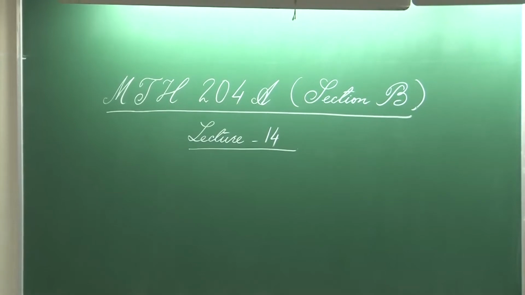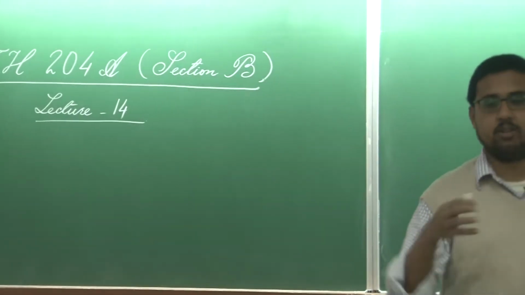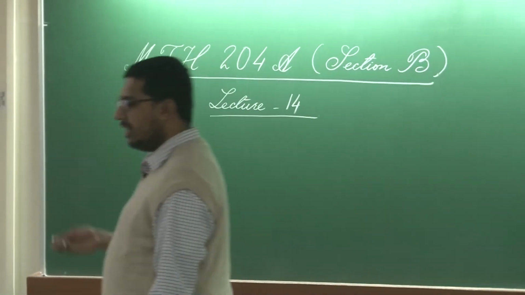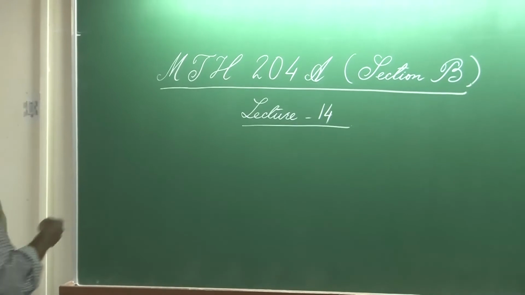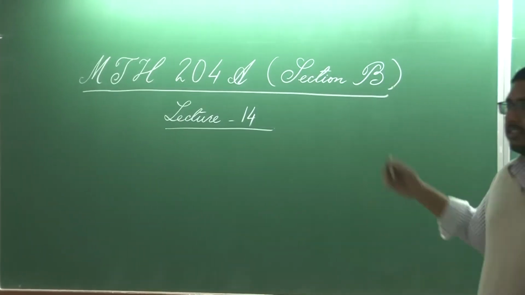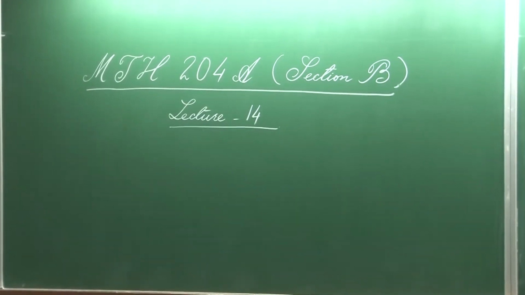Recall that in the last lecture we were talking about the actions of general linear groups and some of its important subgroups on the space of all bilinear forms. In the last lecture we talked about orbits. In this lecture we will now start with the stabilizers of these actions.